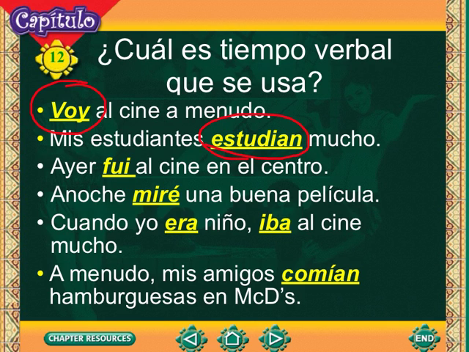Voy al cine a menudo. Mis estudiantes estudian mucho. I think you know what tense those are. How about this? Ayer fui al cine. Anoche miré una buena película. Do you remember those two tenses? I think you do. Cuando yo era niño, iba al cine a menudo or mucho. A menudo mis amigos comían. Do you remember these three? I think you do.